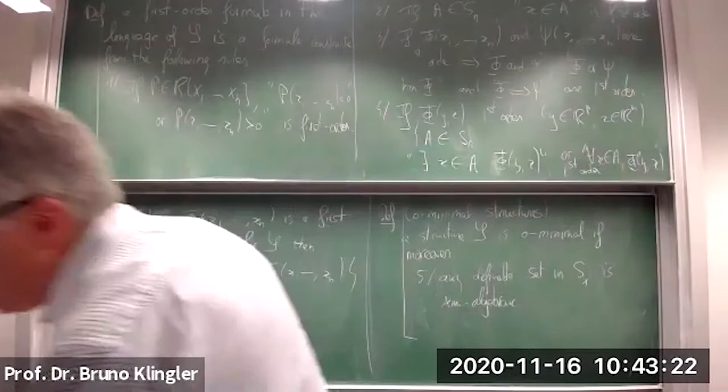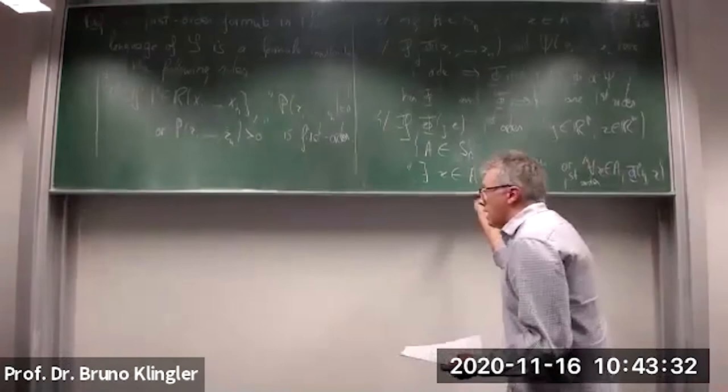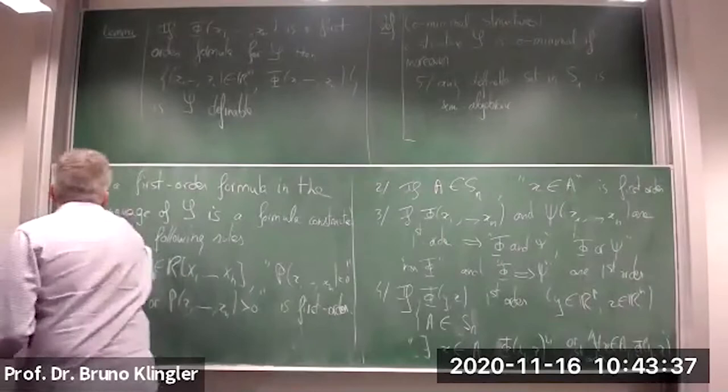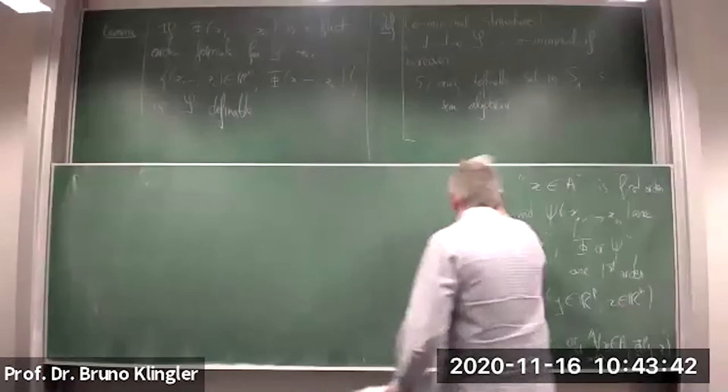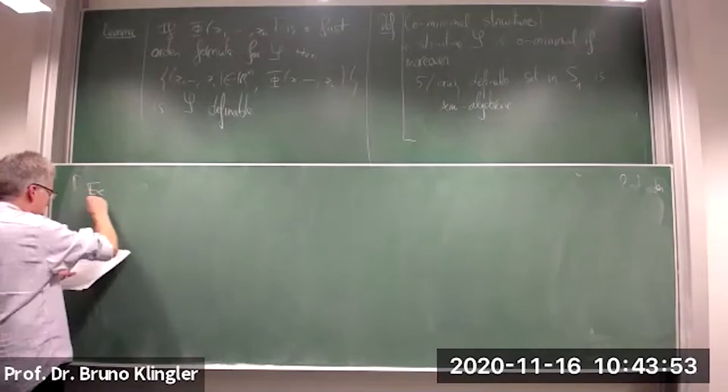Okay. So let me check time. All right, so this is the notion of o-minimal structure, and let's give some examples and non-examples. Right now we'll just give one example, and this is that R_alg is o-minimal. Okay, so that's fine by definition.